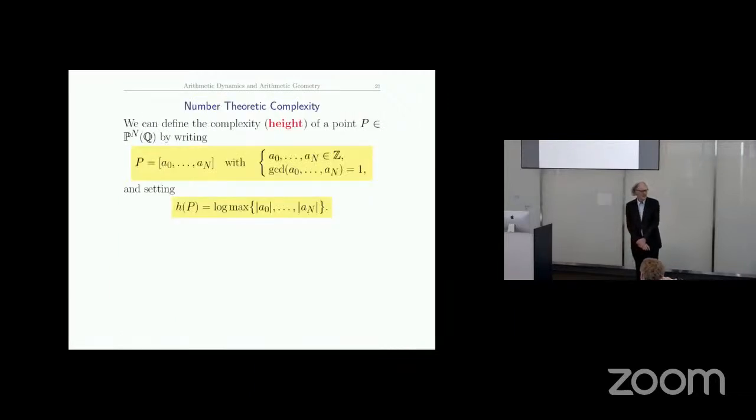Okay, that was sort of dynamical geometric complexity of maps. Now I want to talk about number theoretic complexity. So I mentioned the complexity of a rational number is just sort of the log of the maximum of the numerator and the denominator. A little more generally, if you have a point in projective space defined over Q, it has projective coordinates where all the coordinates are integers and they don't have any common factor. And in that case, we'll define the height of P, or the complexity of P, to be the maximum of the coordinates, but I take the logarithm because I kind of want to count how many bits they take up.